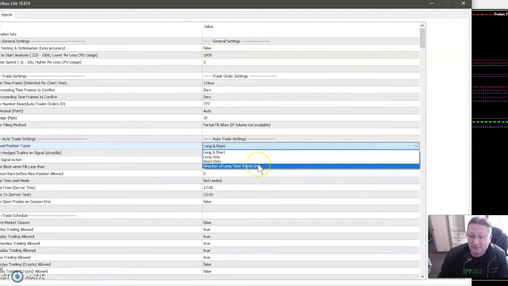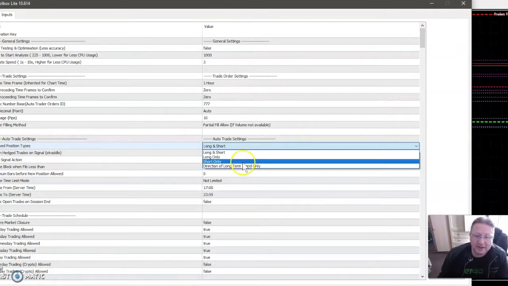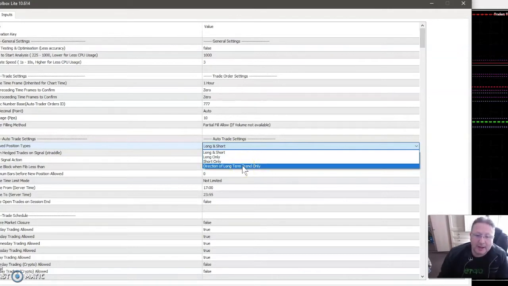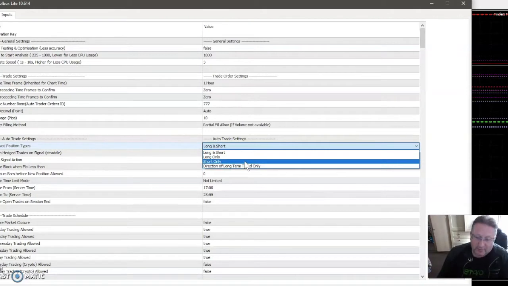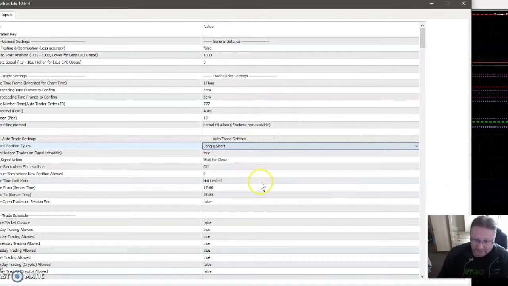So if there's 1,000 bars back, the price in relation to 1,000 bars back will determine your long-term trend, in which direction the price is moving. So that will only allow positions to be opened in that direction only when the signal is available for a buy or sell position. So that's allowed position.